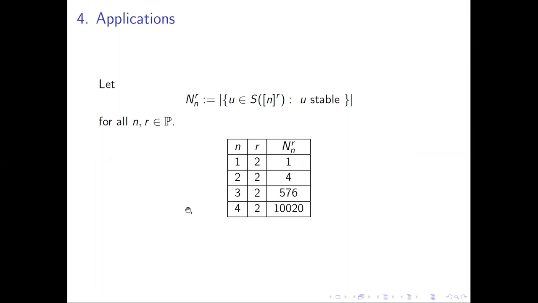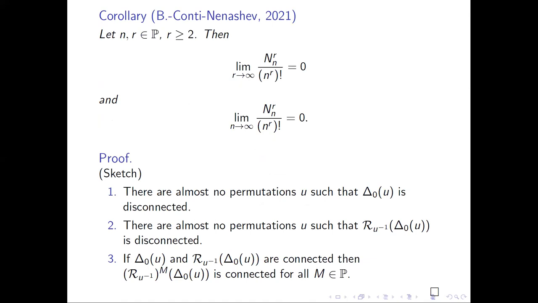If R is 2, of course, these permutations are difficult to compute because 4 squared is 16. S16 is a very big group, 16 factorial permutations. So these are the numbers you get. If you look at these numbers and take the quotient with the total number of permutations, it's clear it's a very small percentage, a very small fraction of permutations. So we conjectured in our first paper that this actually goes to zero. And this can be proved with the graphs. So if you take the limit of the stable permutations over all of them, if R goes to infinity, the dimension goes to infinity, the limit is zero. And if n, the side of the hypercube, goes to infinity, the limit is zero. So if you take a permutation at random, it's not going to be stable.